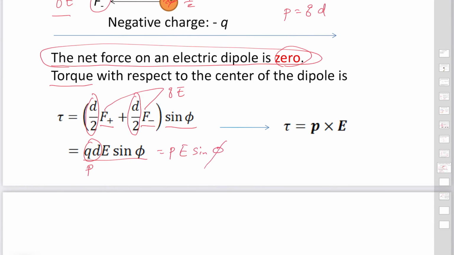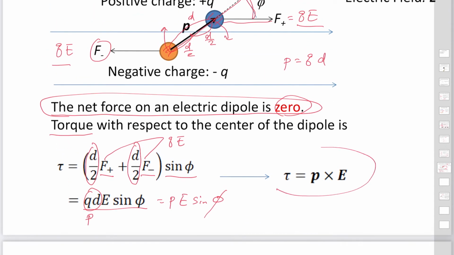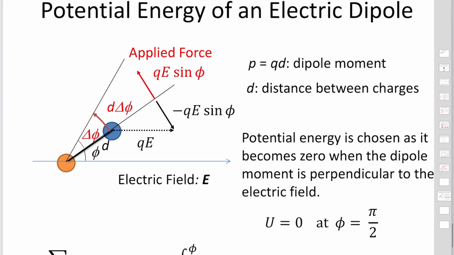So you can express these quantities using the vector product. This is the vector product: tau equals p cross E. The potential energy of the electric dipole: the electric dipole moment is expressed as q times d, where d is the distance between the two charges. We'd like to change the direction of the electric dipole by applying a force onto the electric dipole. If we consider this point as the axis of rotation, the electric force is acting on the positive charge in these directions. We only consider the component of the electric force acting on the electric dipole that makes it rotate around the axis of rotation.